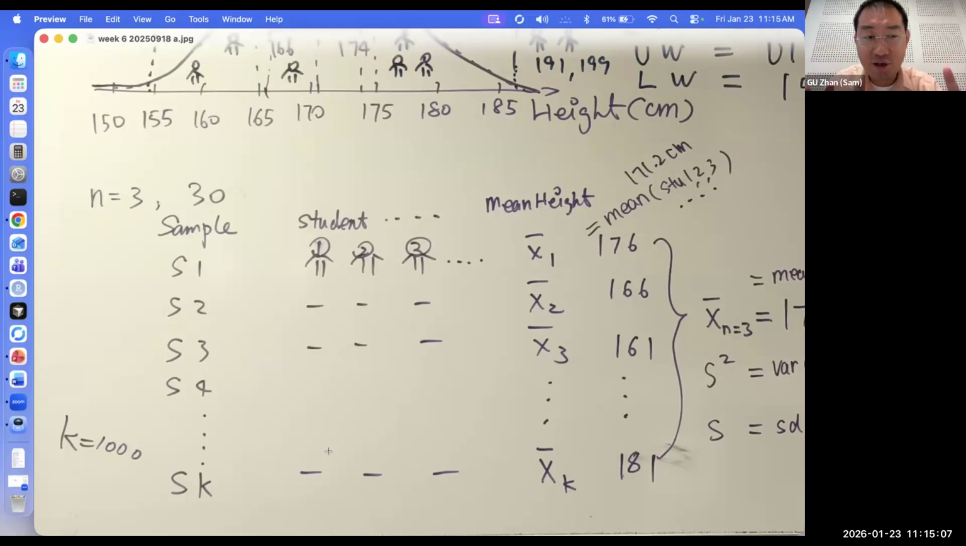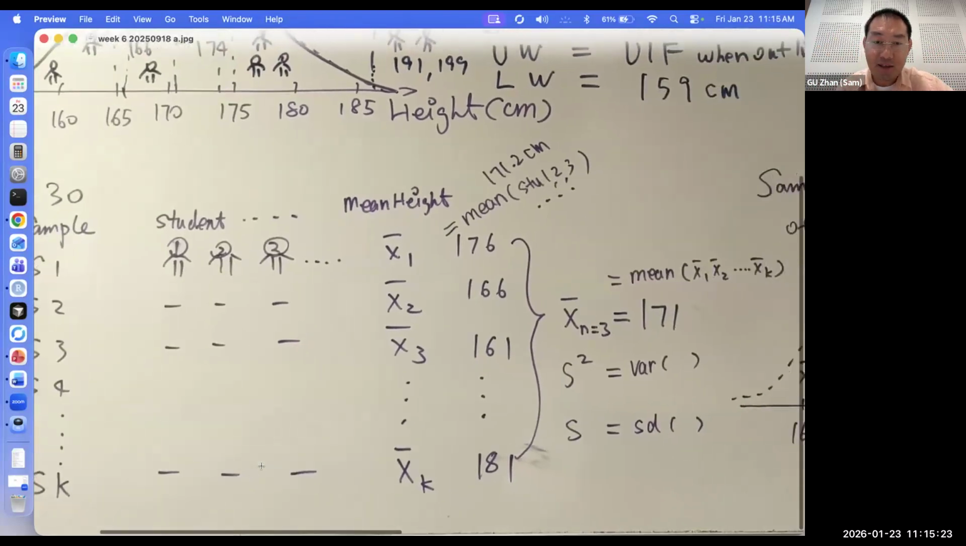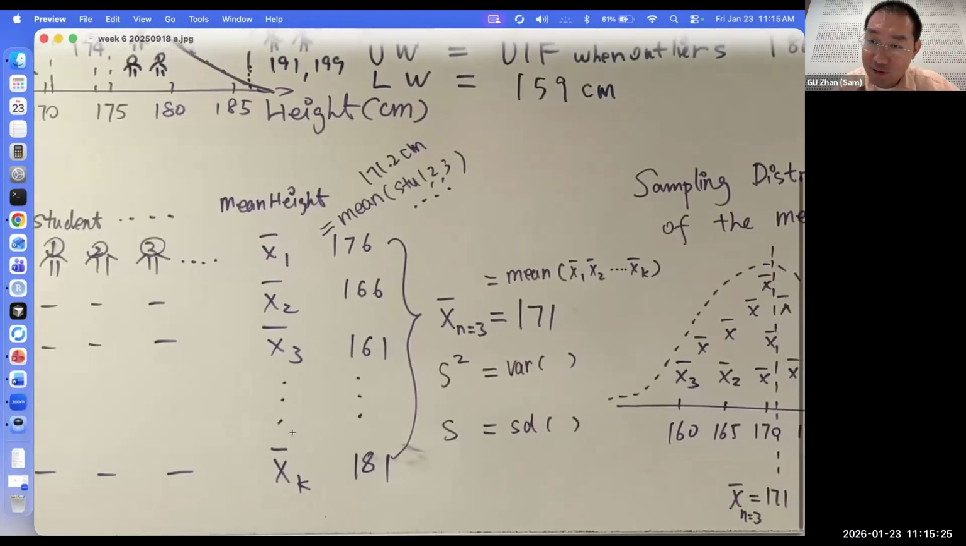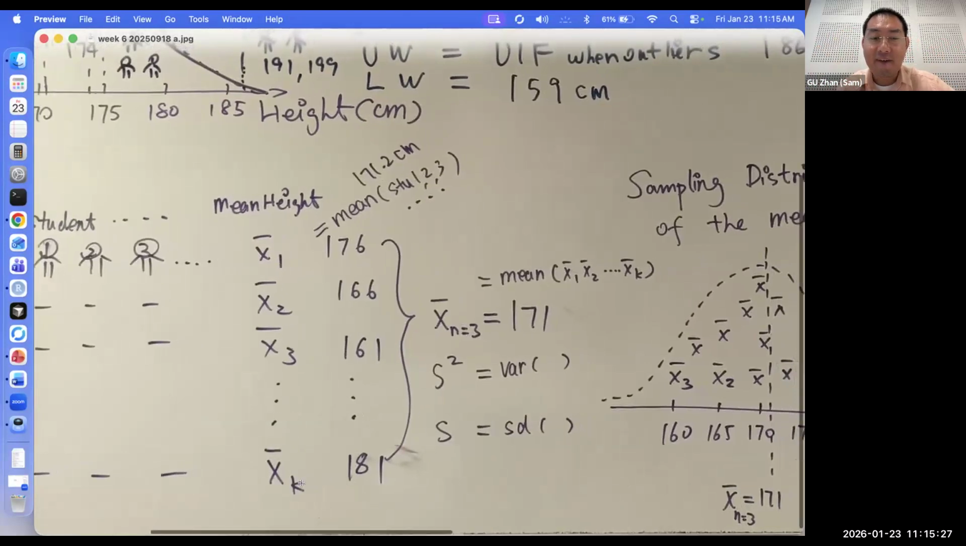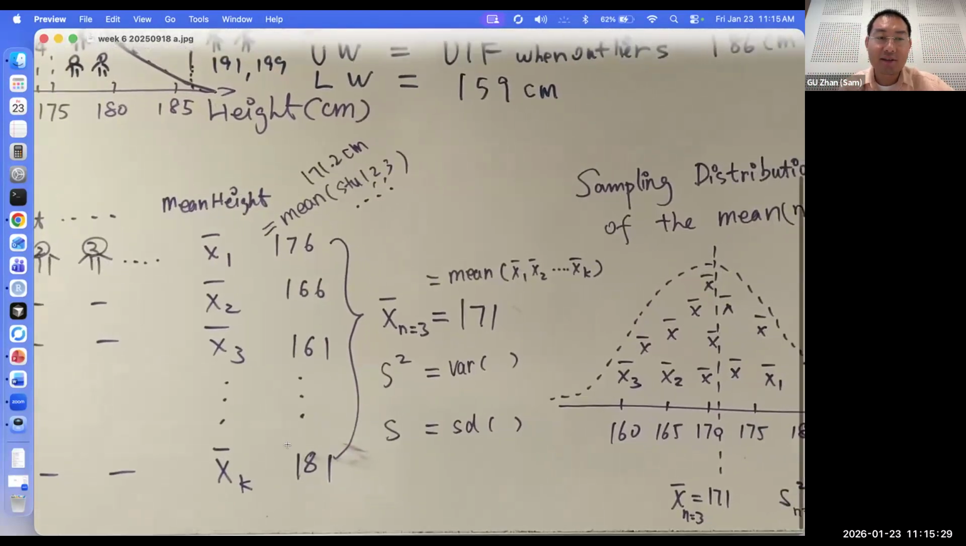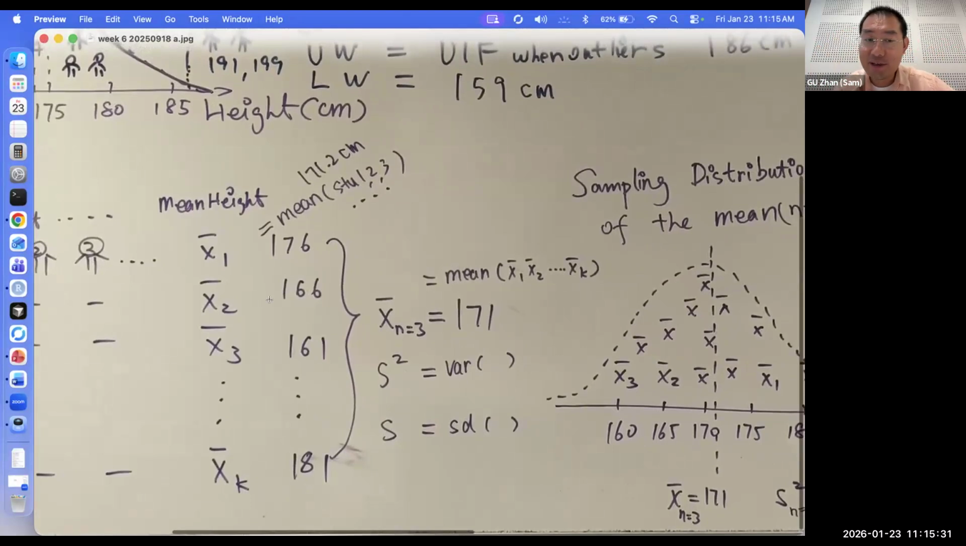So there are different concepts. This is a usual confusion, where the confusion comes from. So always, if you feel confused, always refer to this graph, the sample size and the number of samples. So now you have 1000 K, you have 1000 average heights. They can be slightly different.